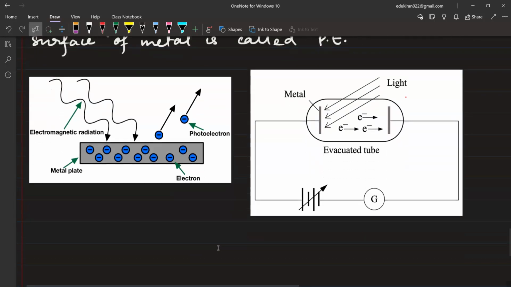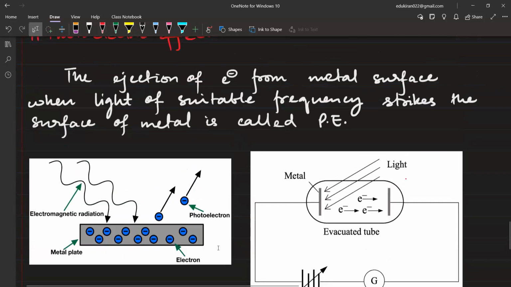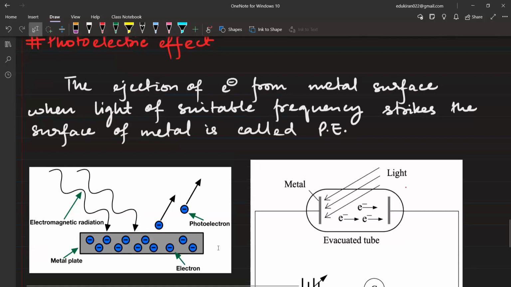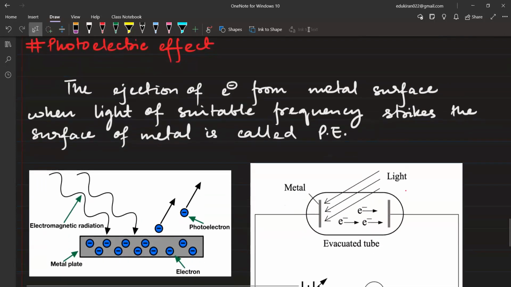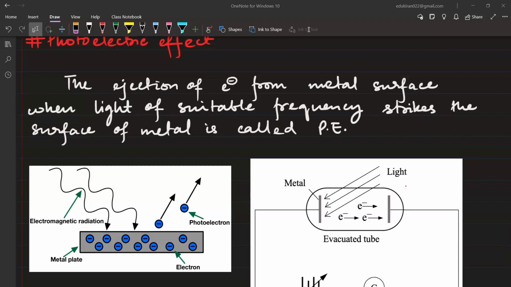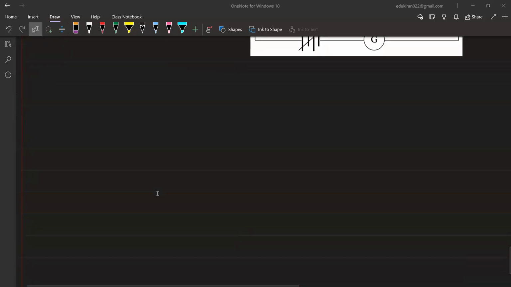Now please write next. All of you understood what the photoelectric effect is? Yes or no? I hope that is simple, right? If you strike the metal surface with a particular frequency of light, electrons get ejected. That was seen. What was seen? Please write.